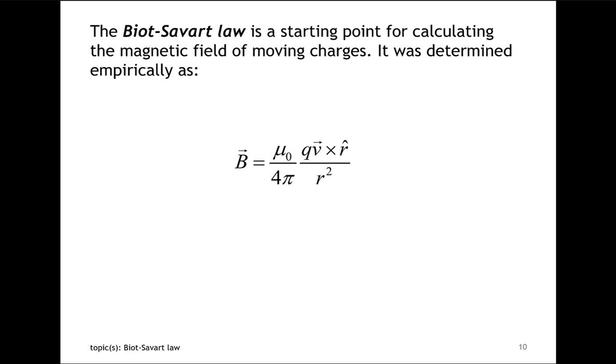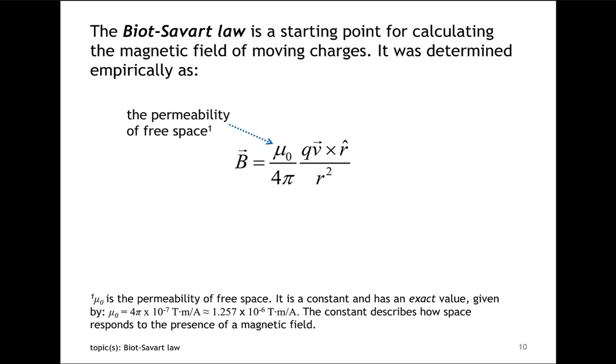And that B vector is equal to mu naught, the permeability of free space. The permeability of free space is a constant, and it has an exact value given by 4 pi times 10 to the minus 7 Tesla meters per amp. Now, this constant describes how space itself responds to the presence of a magnetic field.